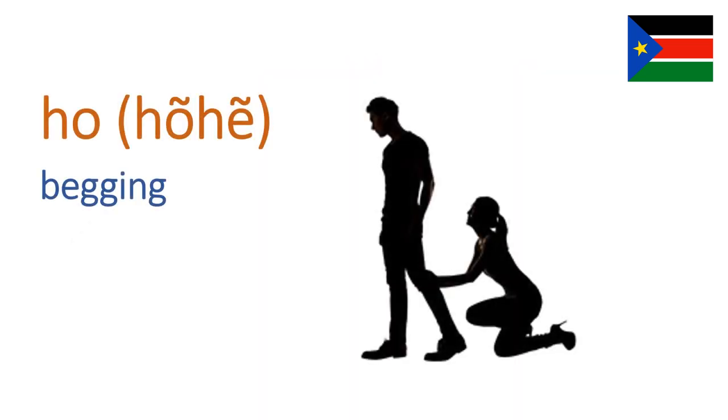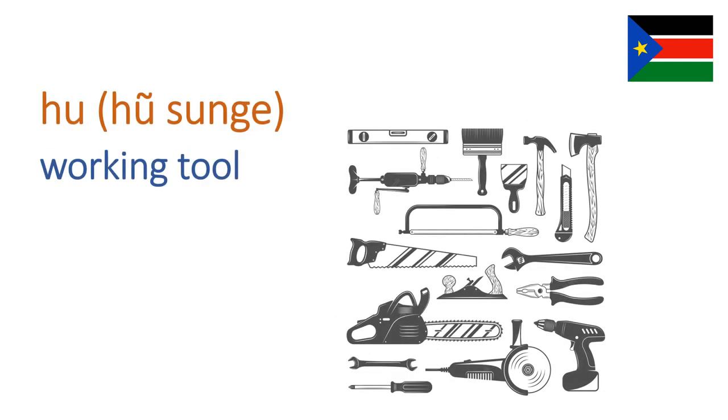Ho, ho he. It is begging something. When you beg something from somebody, you say, mina ho he bero. Hu, hun sunge. A working tool. When there are many, you say, a hun sunge. Working tools.